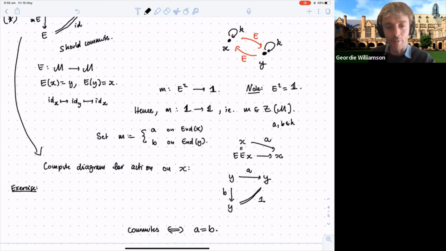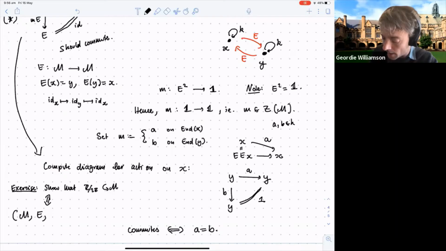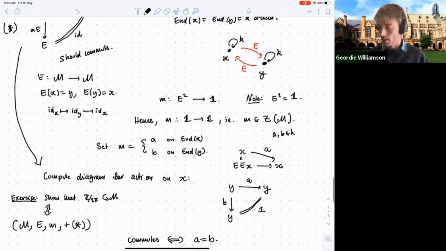And an exercise, which is also a little bit tricky. This is an exercise that I first read in Kashiwara Shapira when I was a grad student and it really baffled me. Show that Z mod 2Z acting on M is the same thing as M, E, and little m plus the fact that that diagram up here commutes.